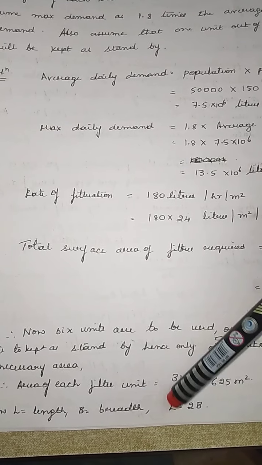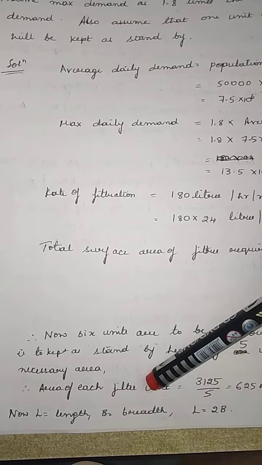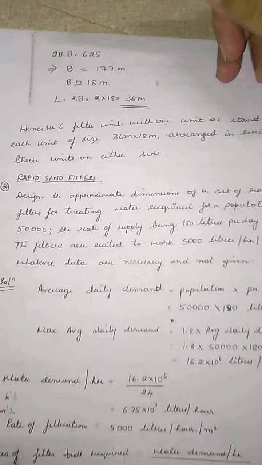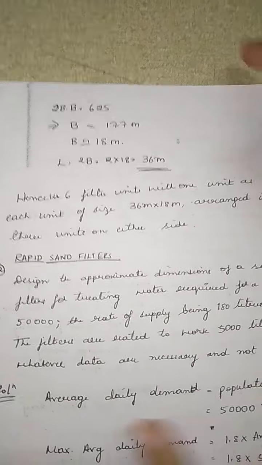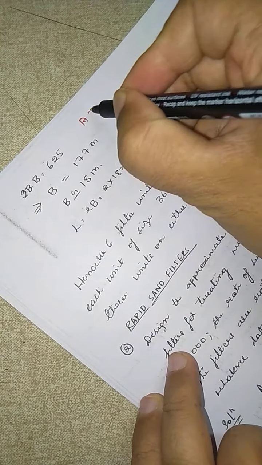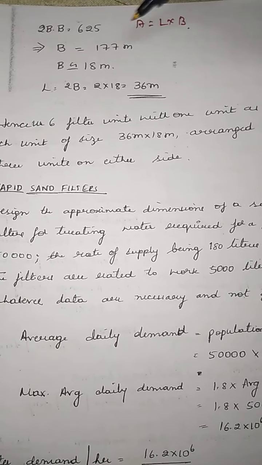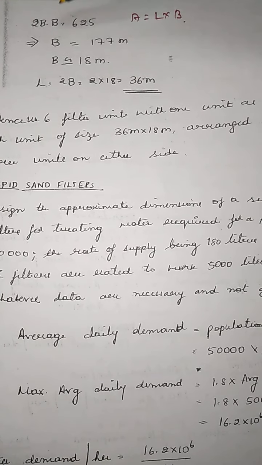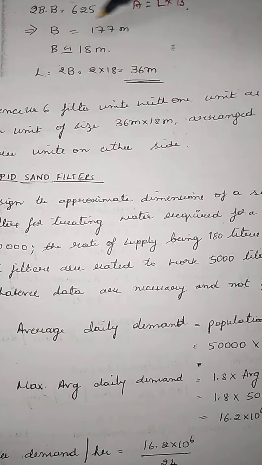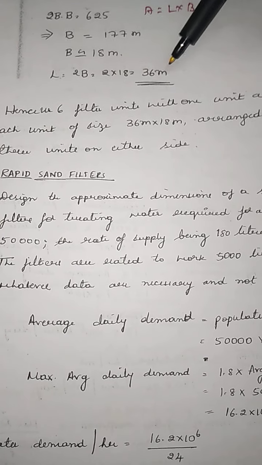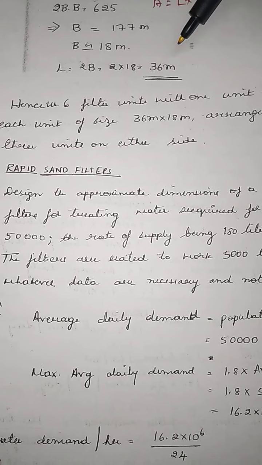Then what are we going to assume? We assume that L is equal to 2 times the breadth. Length is 2 times the breadth. Now area is equal to L into B. Now L is 2 times the width, so what remains is 2B square equal to 625. So we get B as 18 meters, and L is equal to 2B, so we get it as 36 meters.